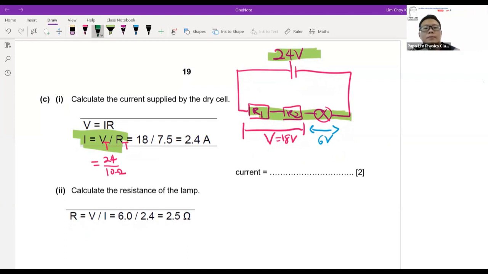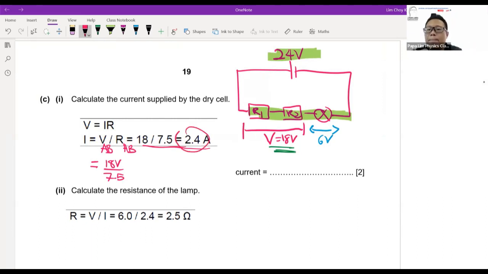If I want to use the 18 volts, I will use the voltage across AB, and I will need to find the resistance across AB. The voltages and the resistance must tally. So if I'm using VAB, the voltage across AB is 18 volts, and the resistance here is 7.5 ohms, like what I mentioned here. This will give us the same answer, 2.4 A.